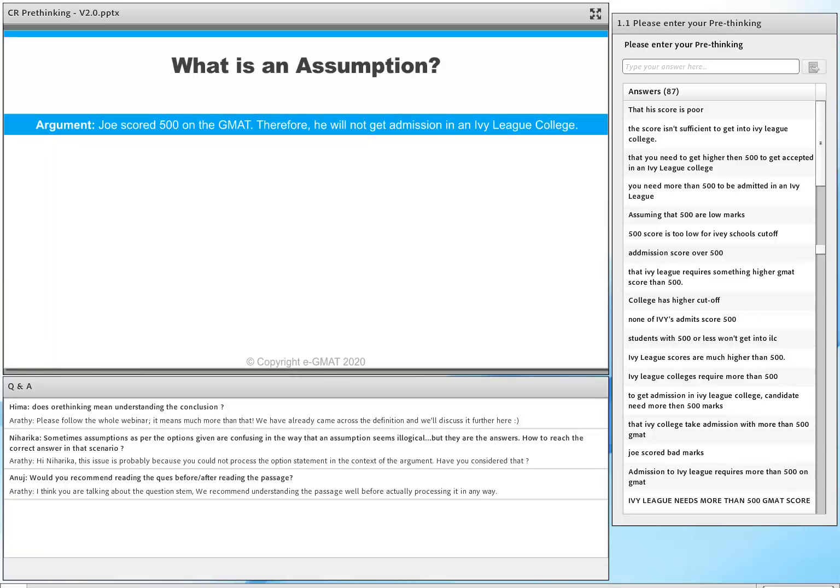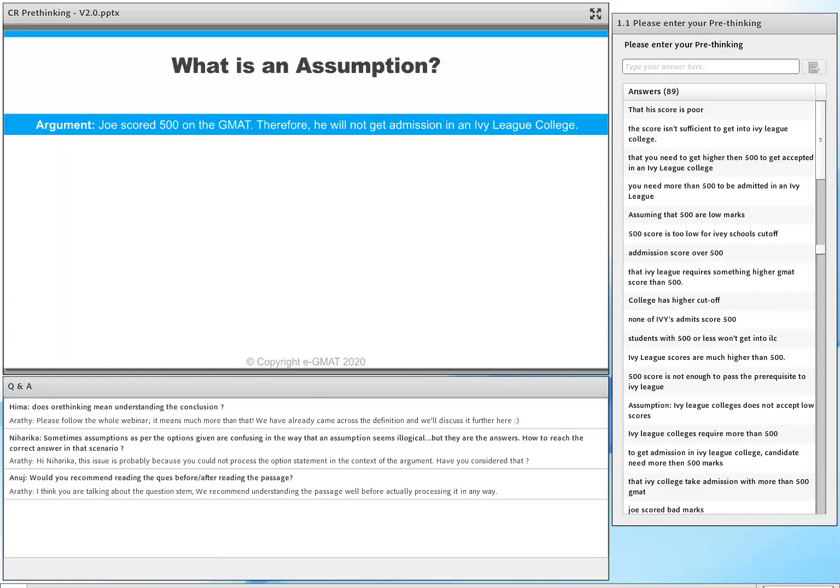And this is an example of, once you're able to visualize that conclusion, once you understand the logic, coming up with assumptions becomes a very natural exercise. And this is an example of an argument where you do that.